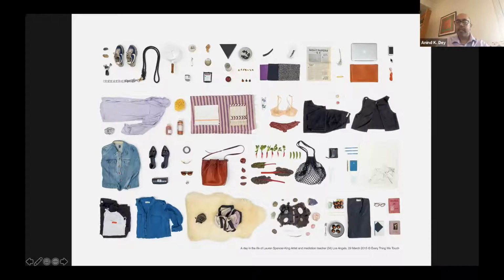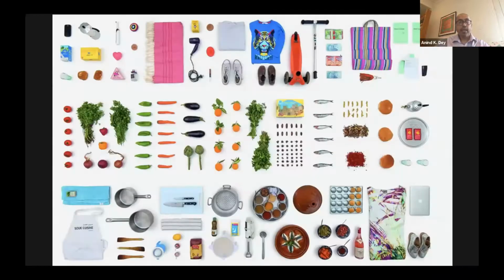The interesting thing is the only computational things in what this woman touched each day were her mobile phone in the top right and her laptop here. Otherwise, everything else would have to be sensed by some other mechanism than what we traditionally think of, like some kind of instrumentation.